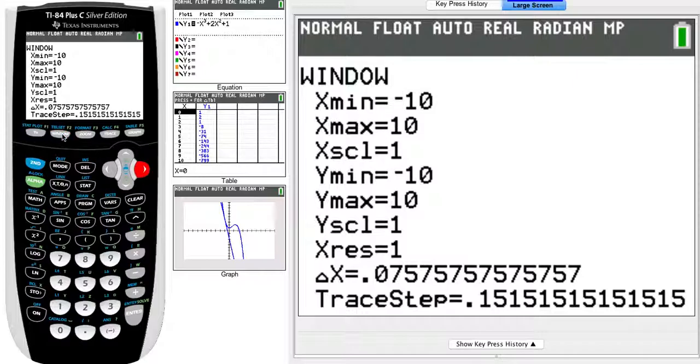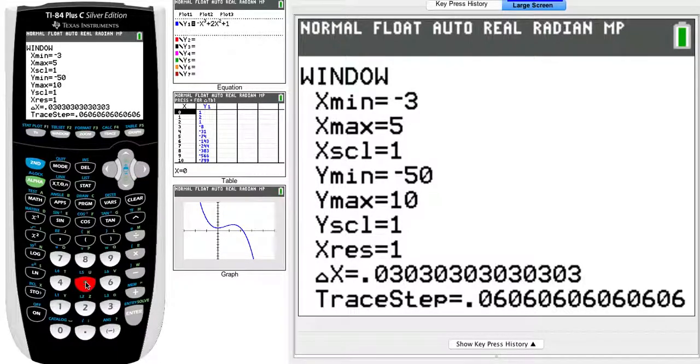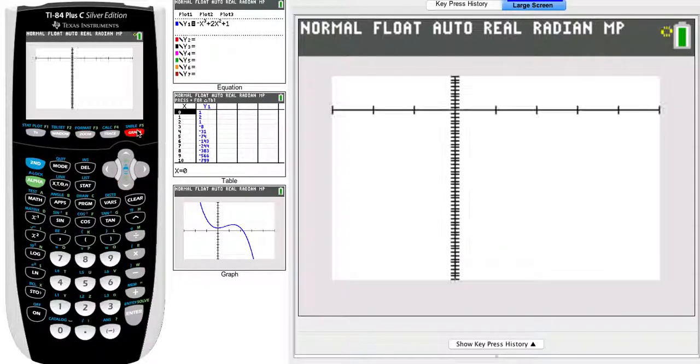It seems like negative 3 to about 5 would be a good range to use for my x. And then I'm not sure what my y is going to go down to, so maybe I'll just choose negative 50 and I'll leave my y max as 10. That seems okay. So let's see what happens. If this didn't work out, I could always fiddle around with the window again and see if I can get a better view of this.